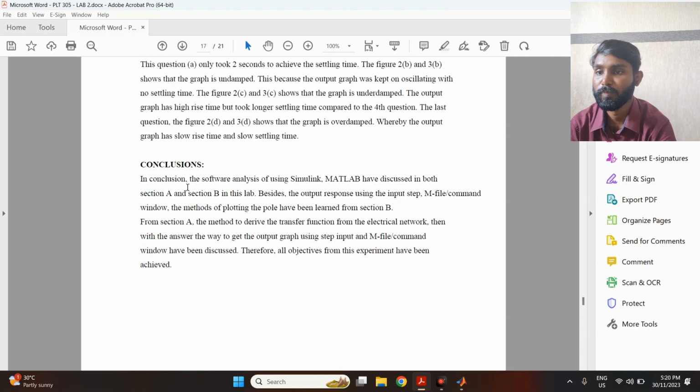In conclusion, the software analysis using Simulink MATLAB has been discussed in both section A and section B in this lab. Besides the output response using the input step mfile command window, the method of plotting the pole has been learned from section B. From section A, the method to derive the transfer function from the electrical network, and then with the answer, the way to get the output graph using step input and mfile command window have been discussed. Therefore, all the objectives of this experiment have been achieved.